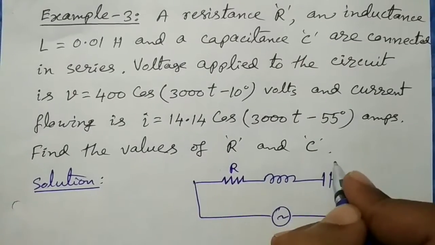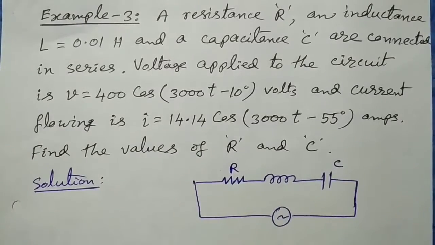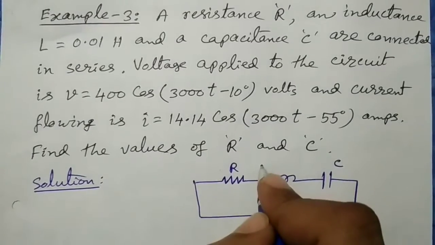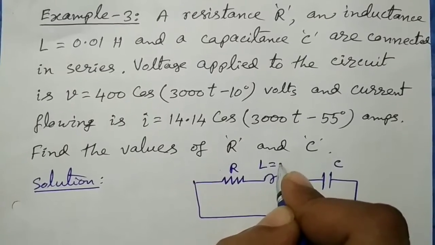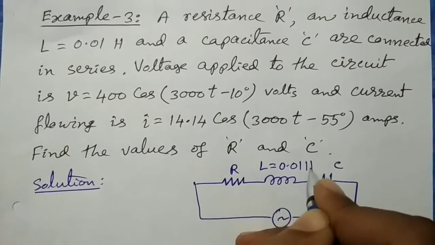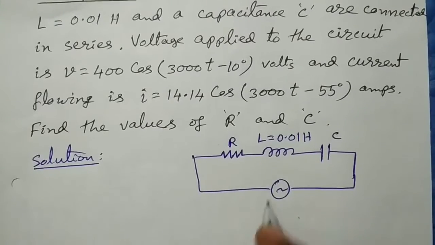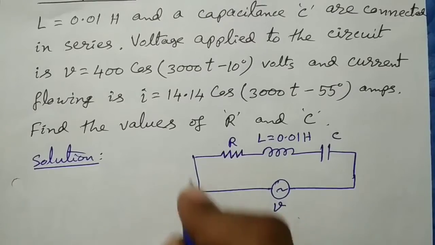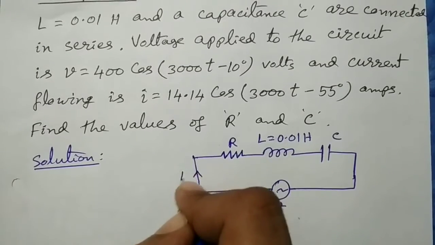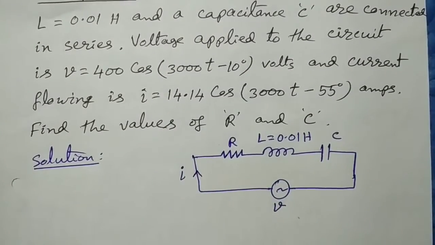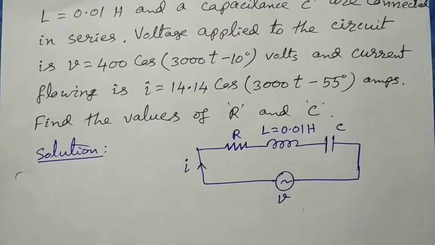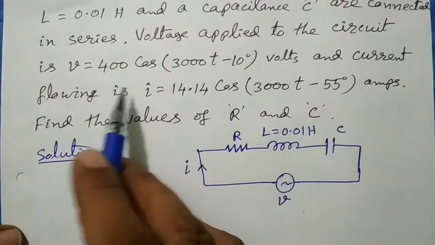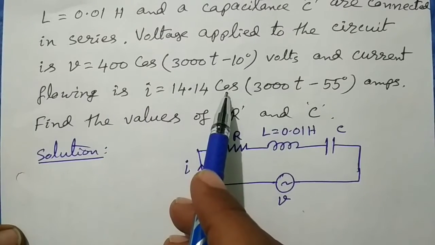The values of R and C are unknown. We have to find them, but the value of L is given, and that is 0.01 Henry. V is given as an instantaneous voltage expression, and similarly the current is given as an instantaneous current. Before we start, the voltage and currents are given in terms of cos.